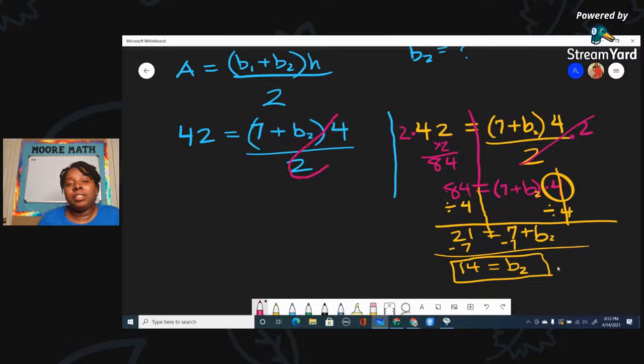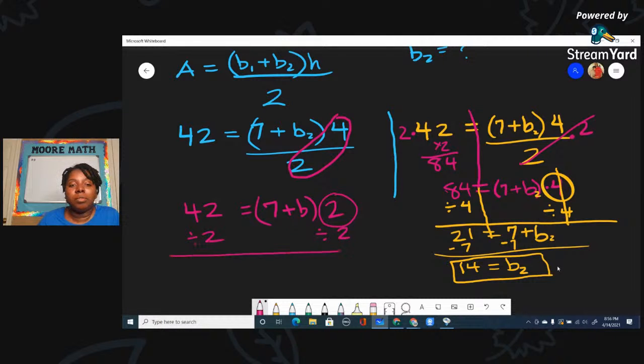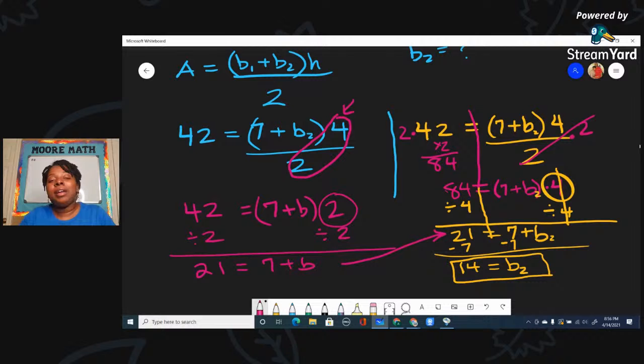Now, if you did it this way, look on the left: you could just do 4 divided by 2 here, which is 2. So you would have 7 plus b times 2 equals 42. Again, you could get rid of this times 2 by dividing both sides by 2. You'll get 21 on this side. It's very similar to before because you end up at the same point. We just divided first by 2 instead of multiplying both sides by 2. It was one less step, but you still get b equals 14. So that's how you would do it.